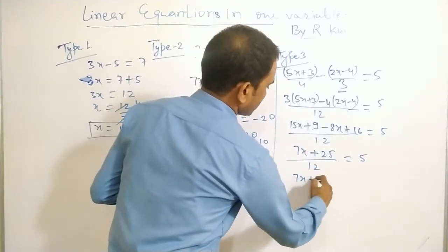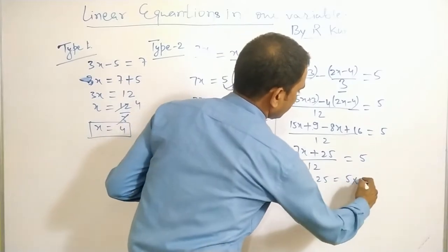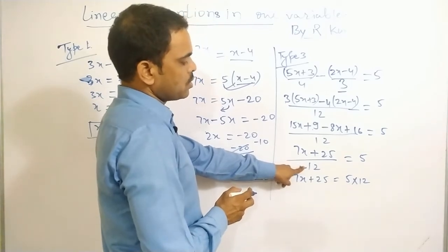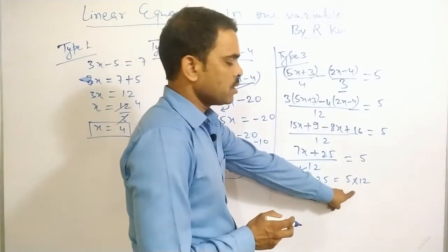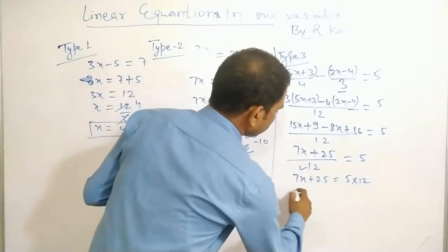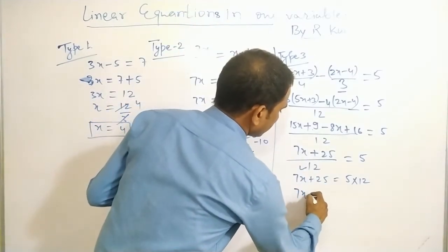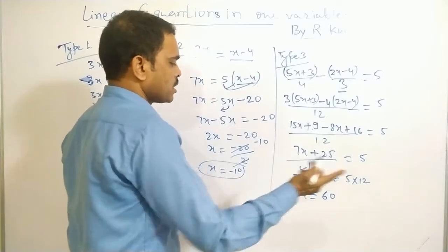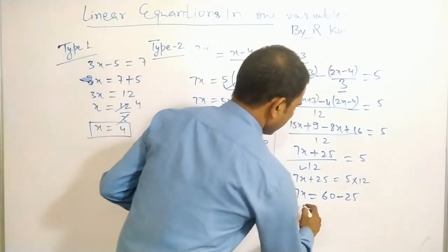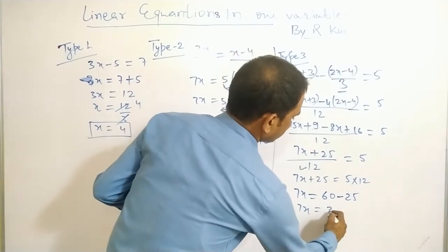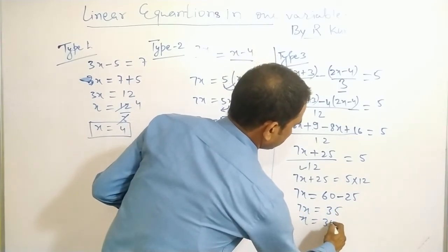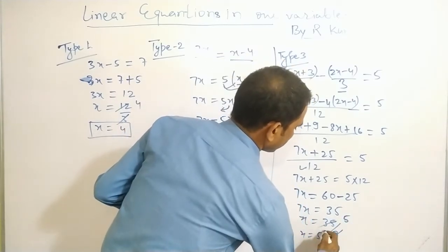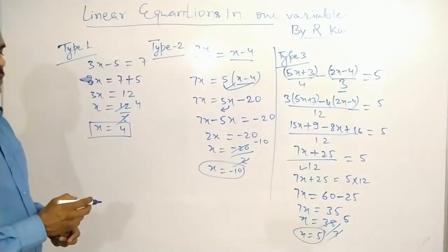Now 7x plus 25 equals 5 into 12. You set this on the other side, and since this is with division, when you shift it to the other side it will be changed to a product. Now 7x equals, 12 5s are 60, and when you shift this 25 to the other side it will be negative. So 7x will be equal to 35, and x will be equal to 35 by 7. When you reduce it to its lowest, you will get 5 only, meaning x equals 5. So this is the only value for x. Okay.